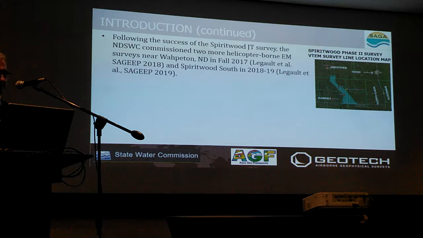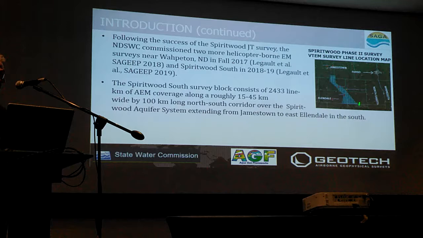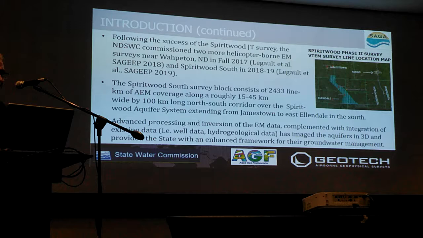So this is the new survey that we flew. The Spiritwood South block consists of roughly 2,400 line kilometers of EM coverage, flown in a corridor that's roughly 15 to 45 kilometers wide and about 100 kilometers north-south, so it's quite a large area, from just south of Jamestown to Ellendale. The advanced processing of the EM data, complemented with integration of the existing geoscience data, like well data and hydrogeological data, has imaged the aquifer there in 3D and has provided the state with an enhanced framework for groundwater management. That's what they use it for.